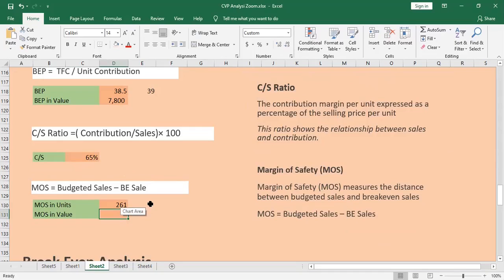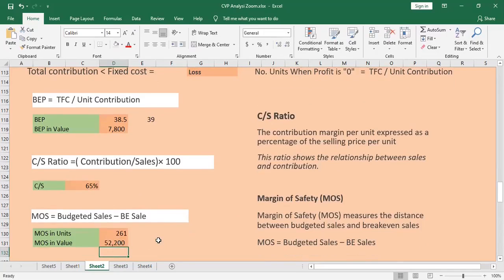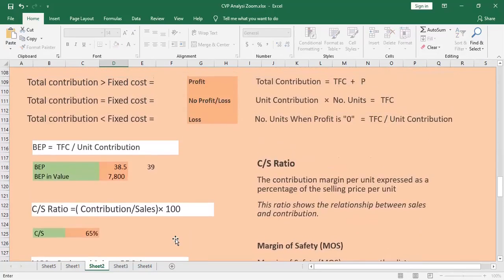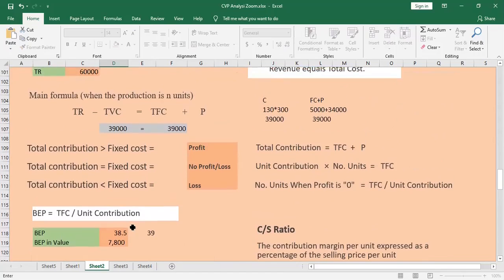Then we have margin of safety in value. Easily you can do the calculation. There are two methods that you can use. You can multiply the margin of safety in units by the sales price, which is 200 rupees. So you are getting the value here, 52,200. Or you can take the break-even value here, 7,800, and then get the total revenue.